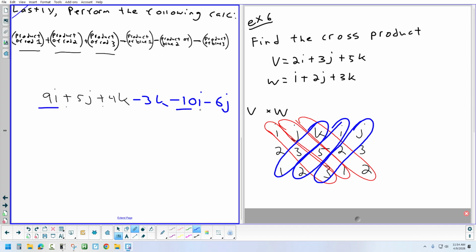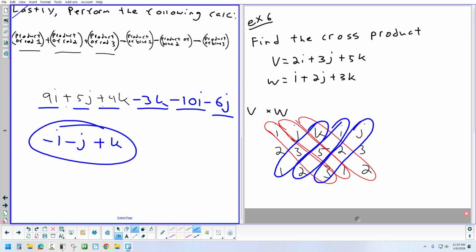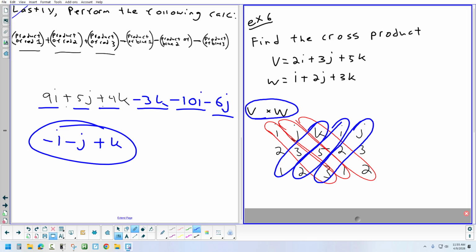What's 9I minus 10I? Negative I. What's 5J minus 6J? Negative J. And what's 4K minus 3K? K. And that is a vector, so that's the first thing about a cross product. The answer is a vector, and that is the cross product. Negative I minus J plus K. And that's V cross W.